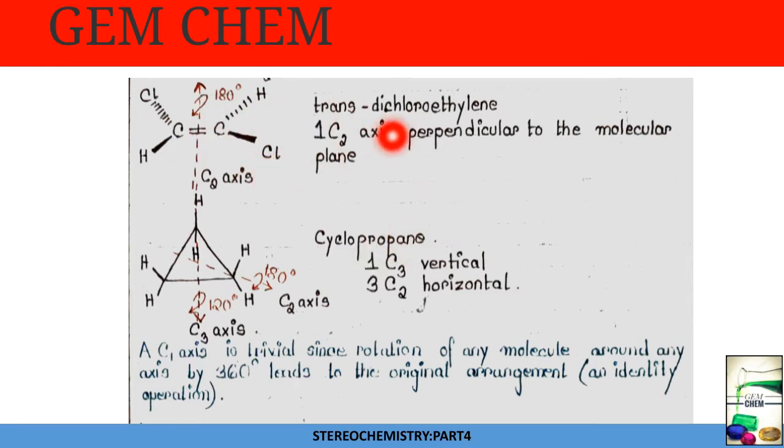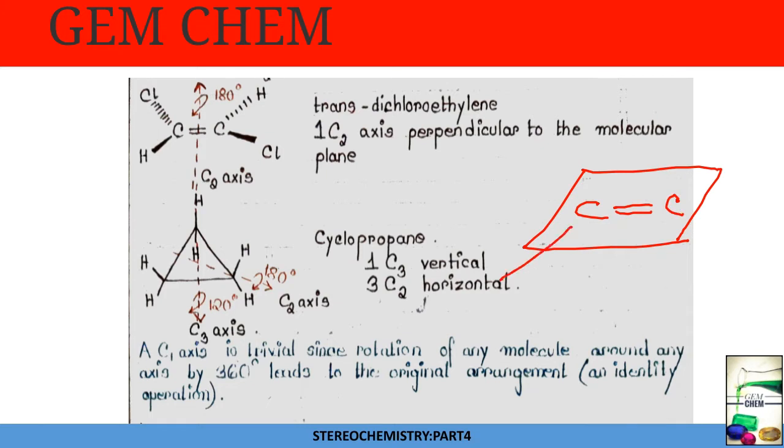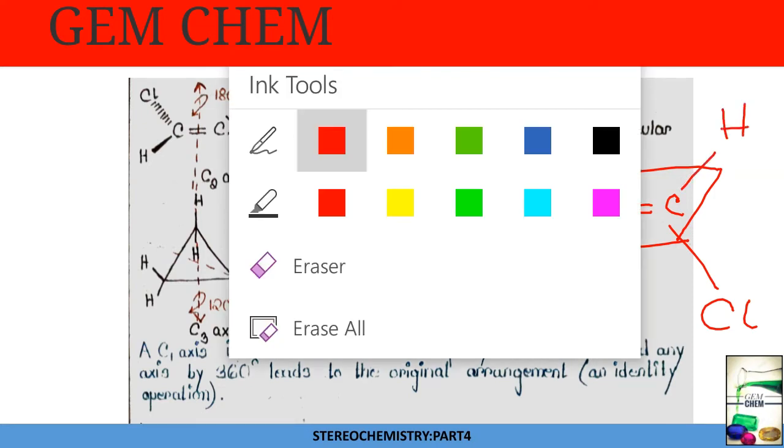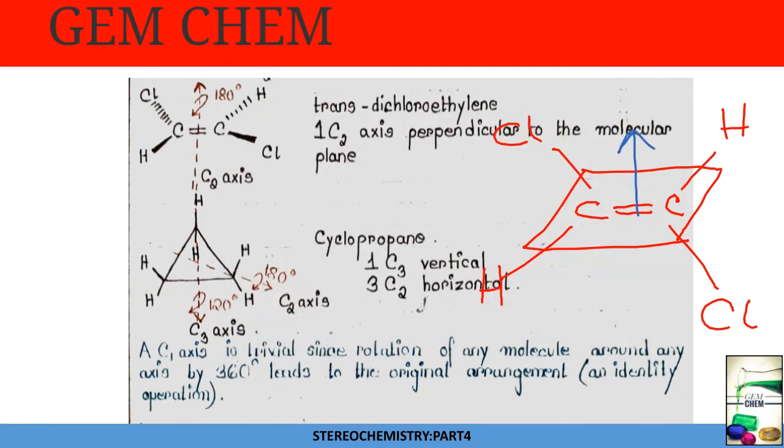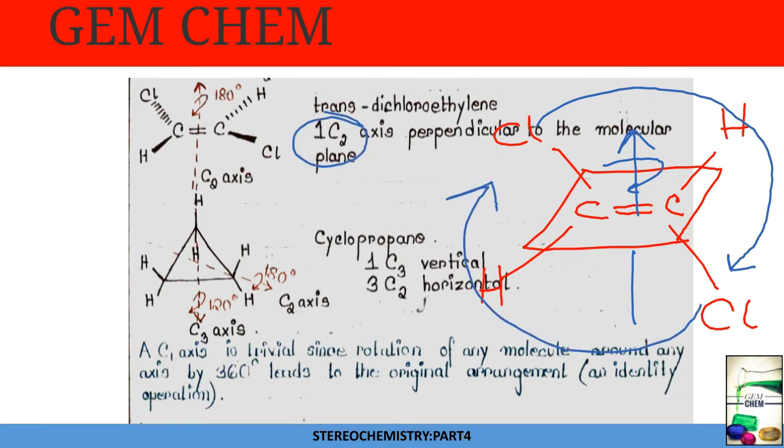If we see for this one, trans dichloroethylene, this axis is perpendicular to the molecular plane. So this is the molecular plane. This axis is perpendicular to the molecular plane. So if we rotate it, we will get chlorine here and this chlorine goes there. So see, this is the plane given and in that plane there is C. Here is our hydrogen. Here is our chlorine, here is chlorine and here is hydrogen, right? Now here is an axis present and if we rotate by 180 degree, this chlorine comes here, this chlorine goes here and ultimately we get one C2 axis.